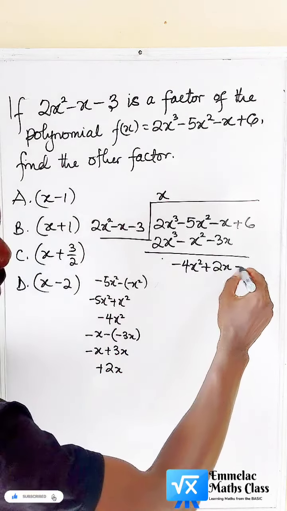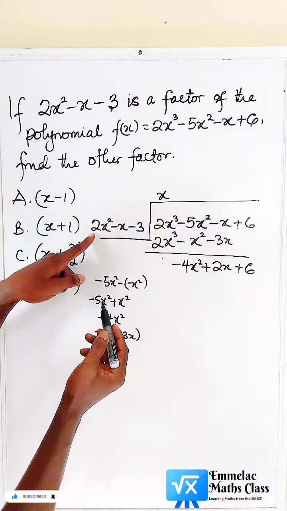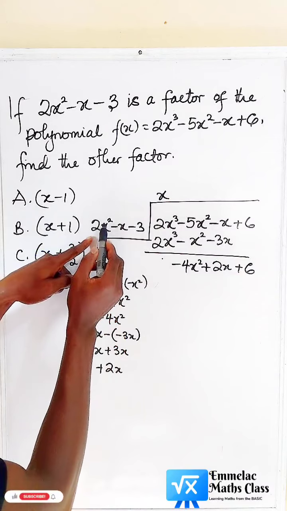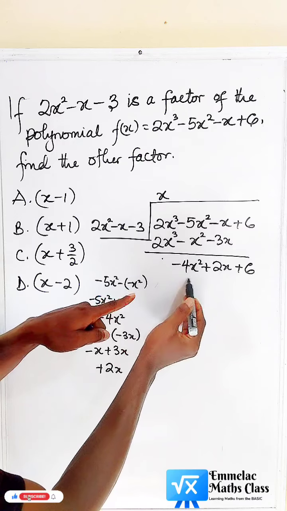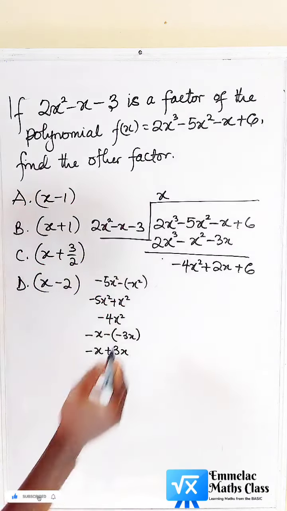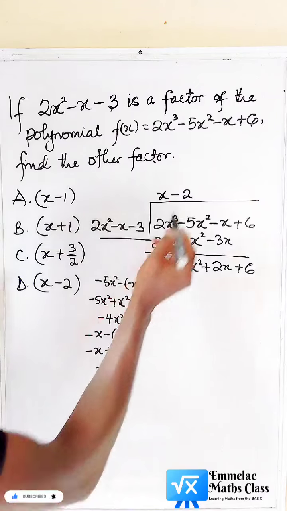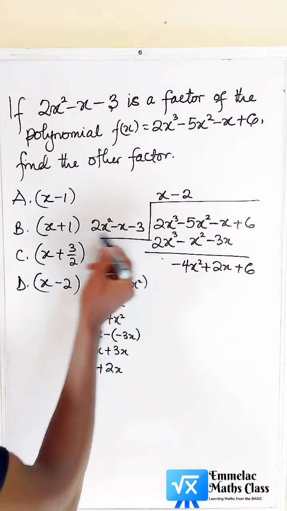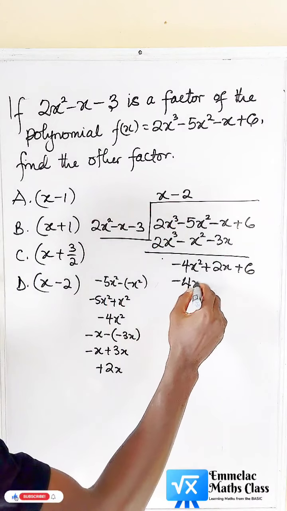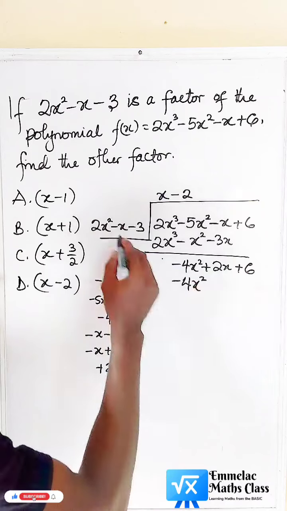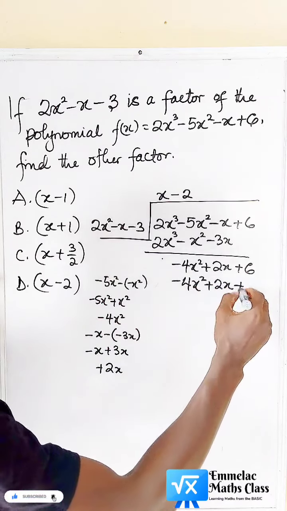So you bring down your 6. So now what is that term that you multiply by 2x² to give you negative 4x²? That should give us negative 2, right? So to that end, negative 2 times all this expression here, we have negative 4x², then here you have plus 2x, now plus 6.